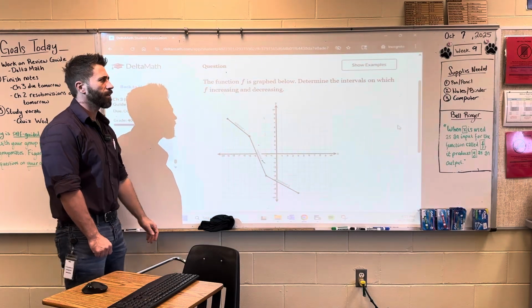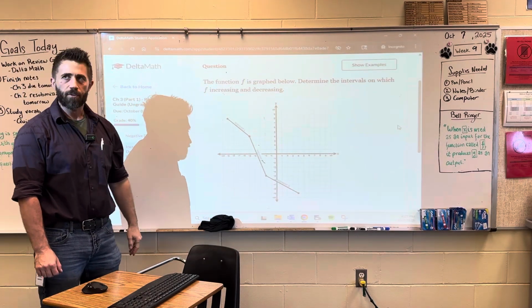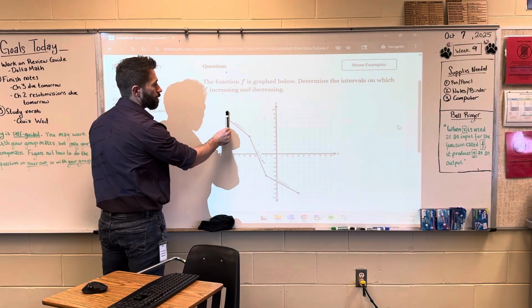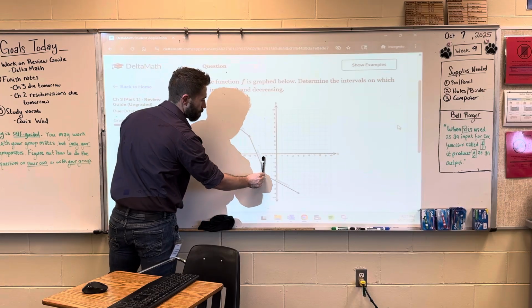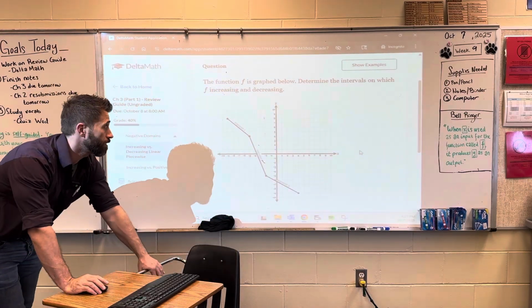The function f is graphed below. Determine the intervals on which f is increasing and decreasing. So when we look at this, again, increasing and decreasing means if you're riding a roller coaster, are you clickety-clacking up or are you plunging down screaming? Looks like all three of these pieces are you're plunging down screaming.